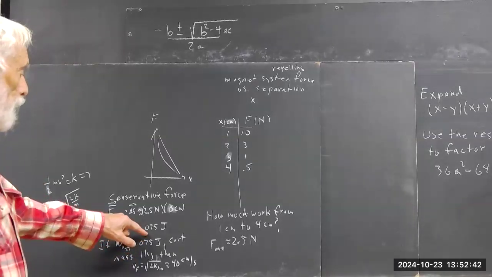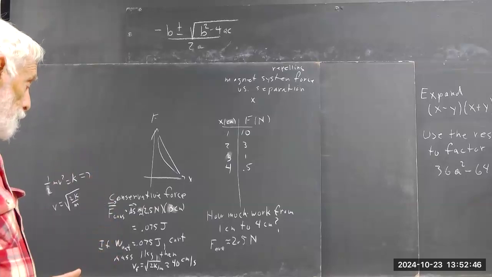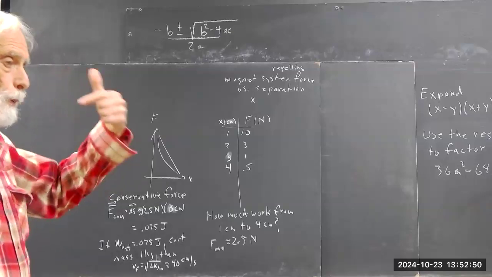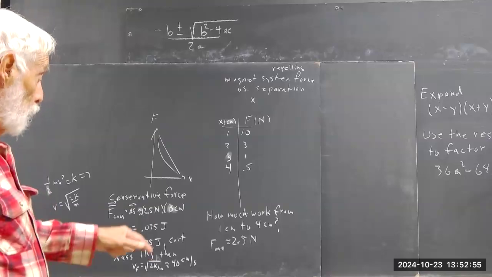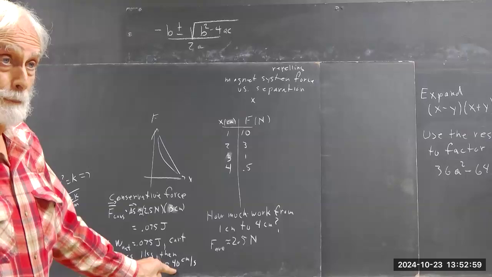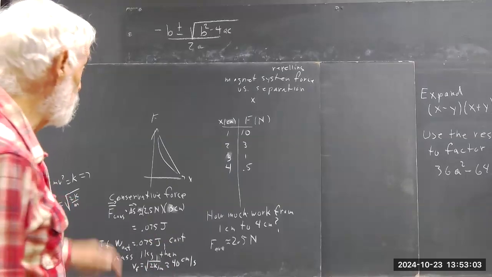But that's going to be 2 times 0.015 joules. You divide that by 1 kilogram, you get the square root of 0.15, the units come out in meters per second. If it's 0.16, then 0.4 meters per second would be your square root, okay? It's 0.15, so it's a little less than 40 centimeters per second.